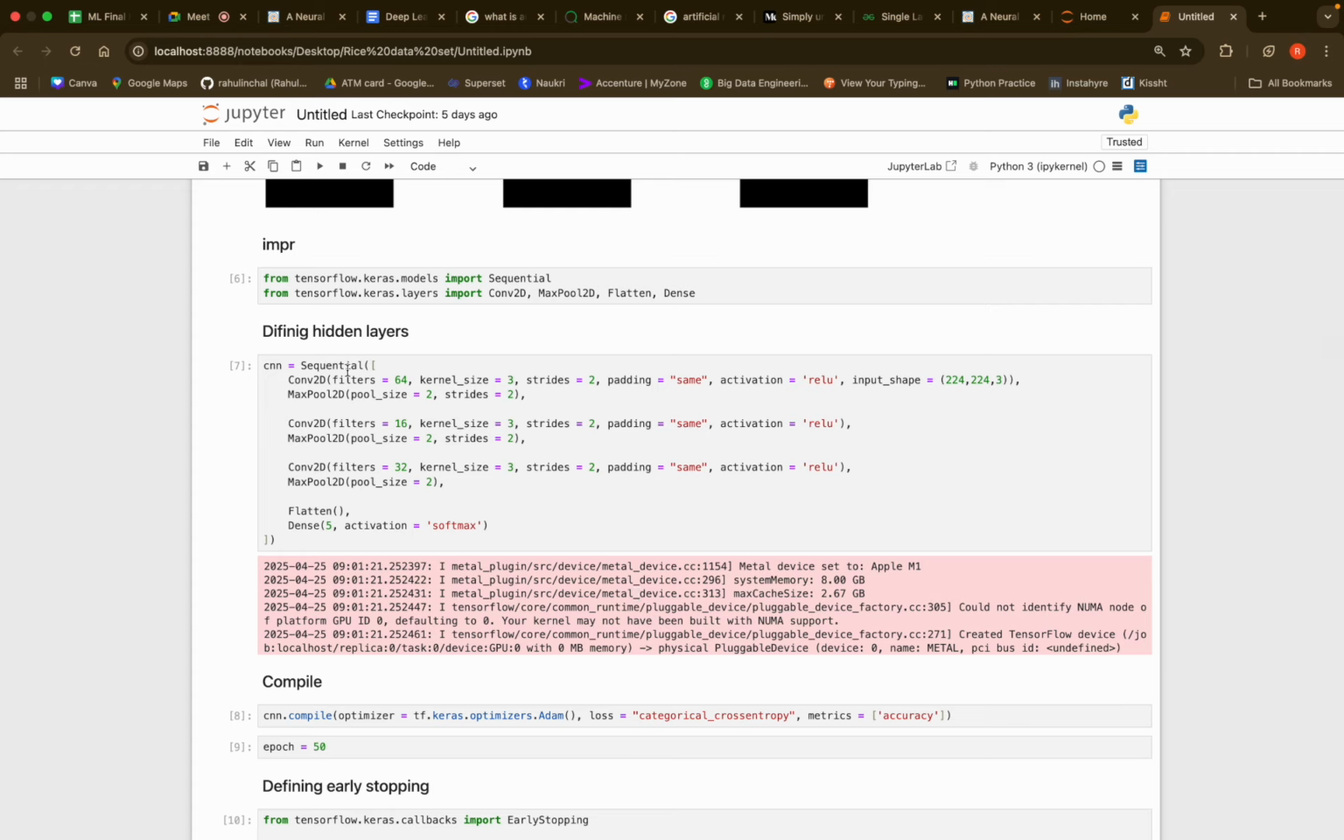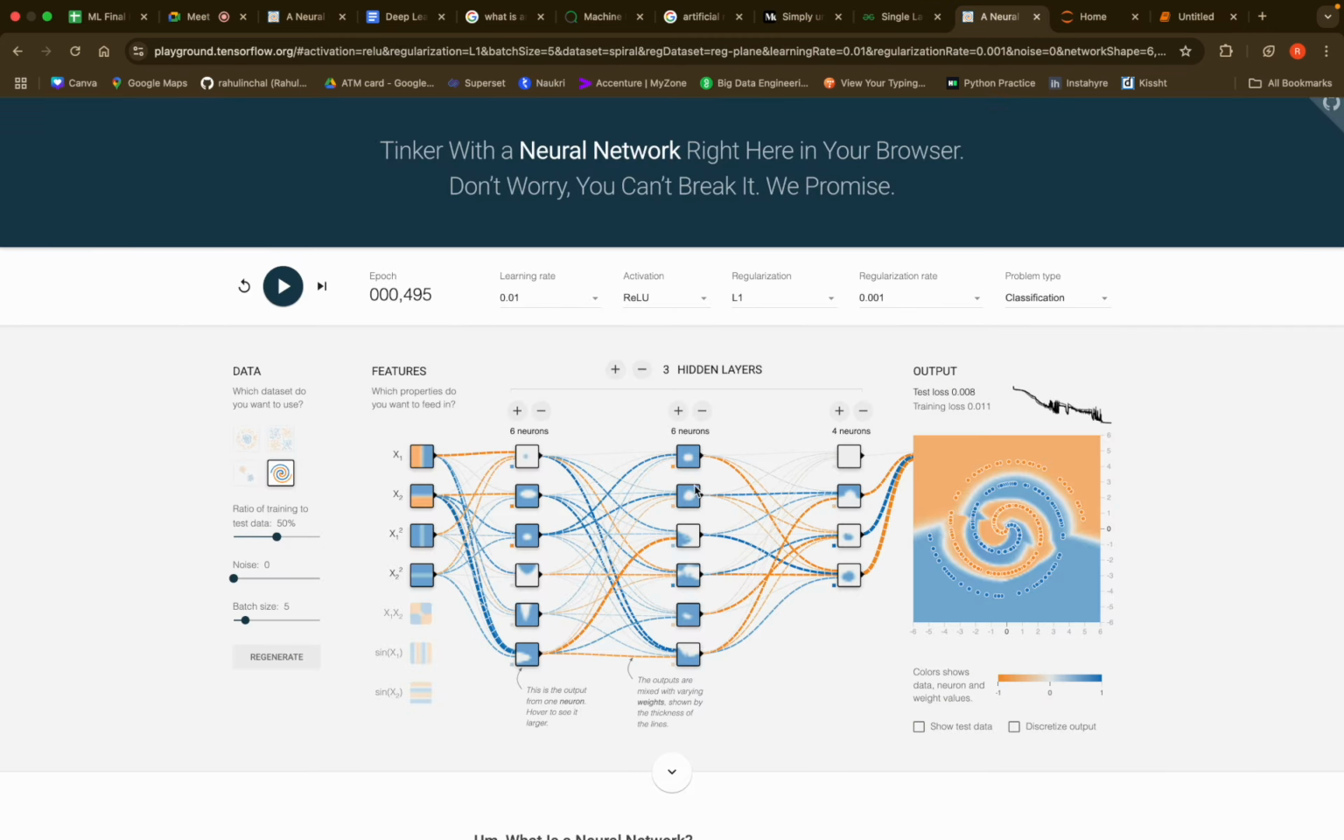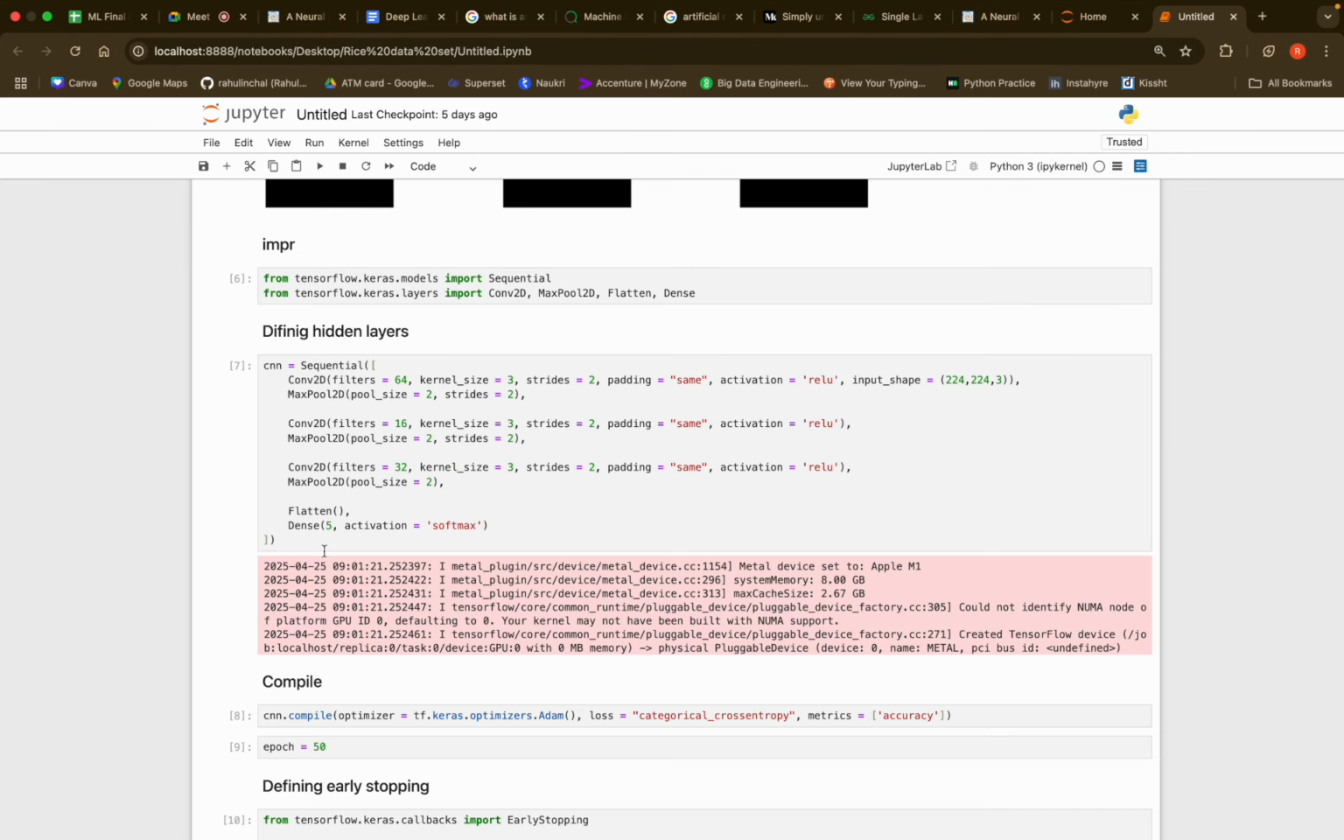Now these are my hidden layers. Now these are my sequential models. Okay, in CNN, don't worry about it. You don't have to. I'm just trying to explain the introduction of deep learning, how things work out here. Hence, this is what it is.